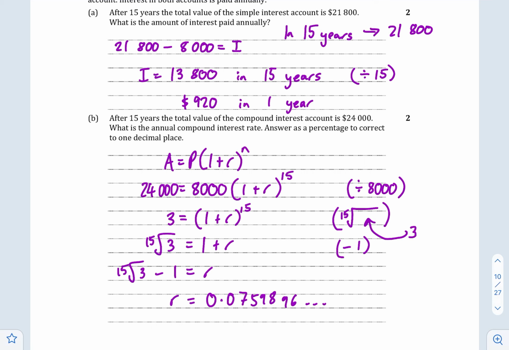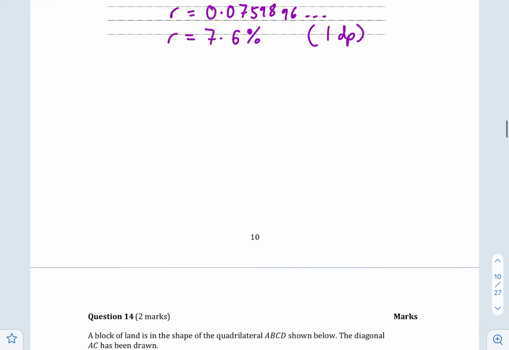But as a percentage, that's just a decimal. As a percentage, if I times it by 100, I get a percentage. So the percentage is 7.6%. That's to 1 decimal place. That's the answer for B.